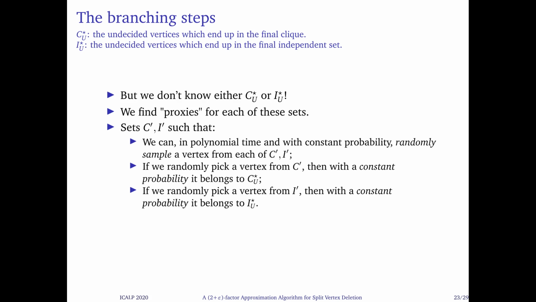What we do is we find proxies for each of these sets. These proxies are sets C prime, I prime such that we can, in polynomial time and with constant probability, randomly sample a vertex from C prime and I prime. If we randomly pick a vertex from C prime, then with constant probability, we know that it belongs to the unknown set C star U. Similarly, if we randomly pick a vertex from I prime, then with constant probability, it belongs to the set I star U.